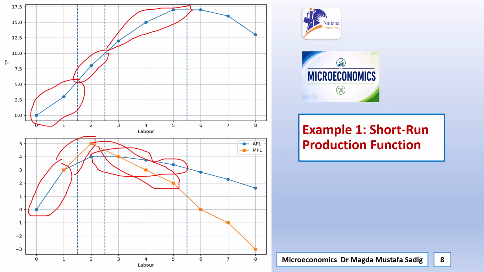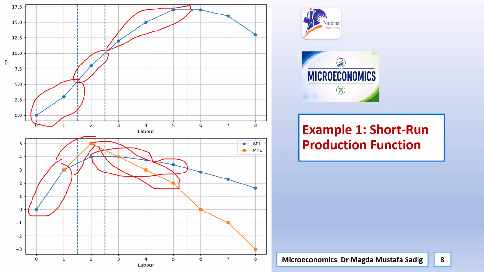Notice that workers still increase production. However, each additional worker contributes less than the previous one, and this is the most important stage for firms. Economists call it the rational stage of production because both labor and capital are being used efficiently.